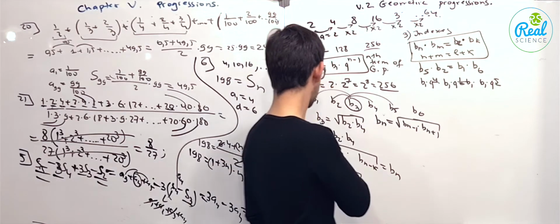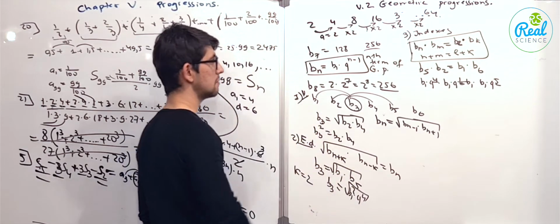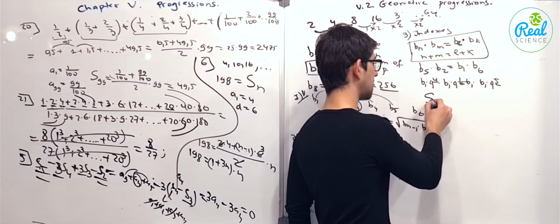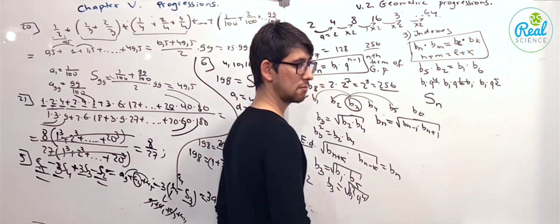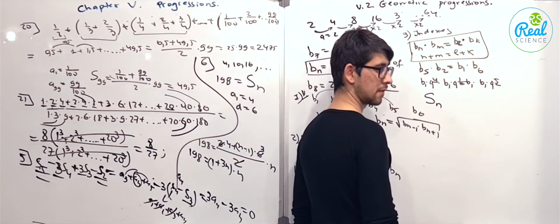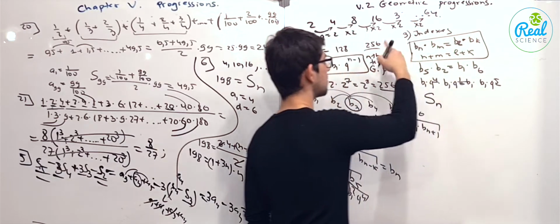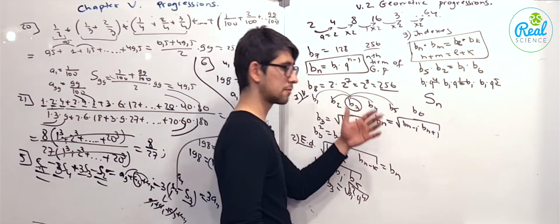For indexes, here you have equal distance, here you have neighboring terms. So what about sum? In arithmetic progression we used sum, right? Here you have also sum. Yes, you have products, you are working with powers, but here you have sum.